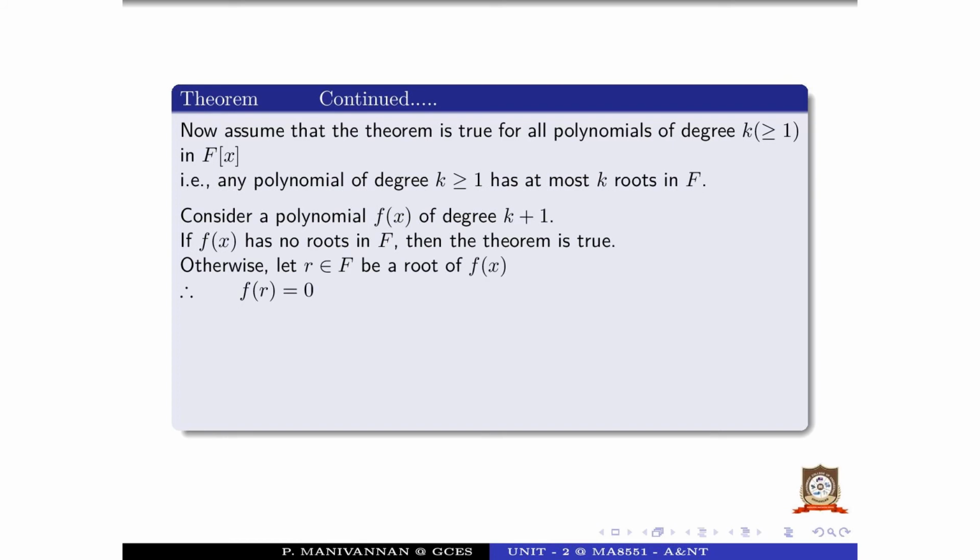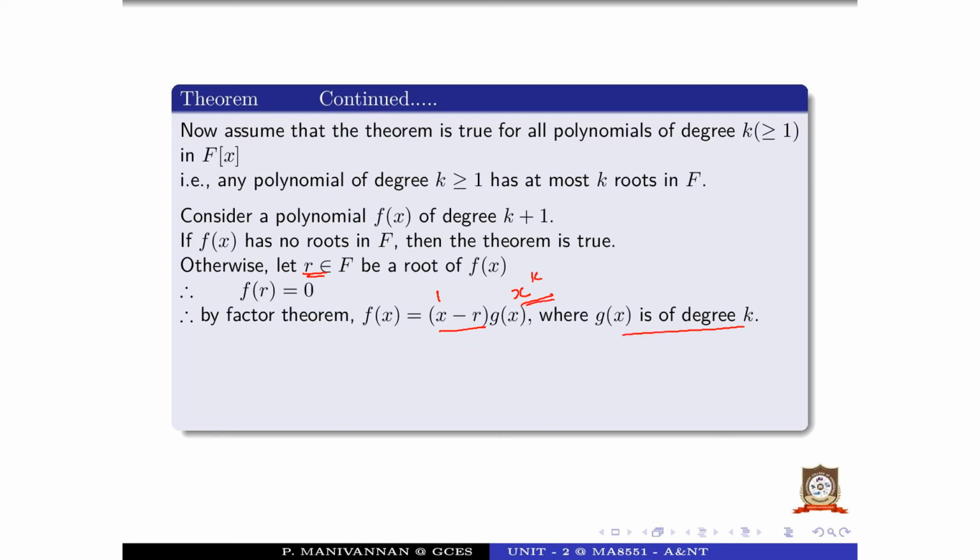Otherwise, let r belonging to F be a root of f of x. Then what is the condition for a root? f of r equals 0. By the factor theorem, since r is a root, x minus r is a factor. Therefore f of x equals x minus r into g of x. Here x is to the power 1, so the maximum power is k, so g of x is of degree k.